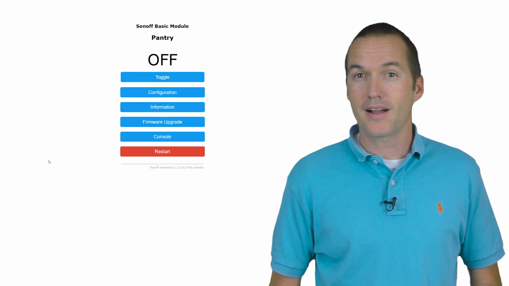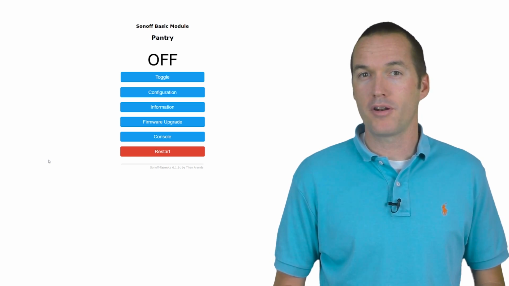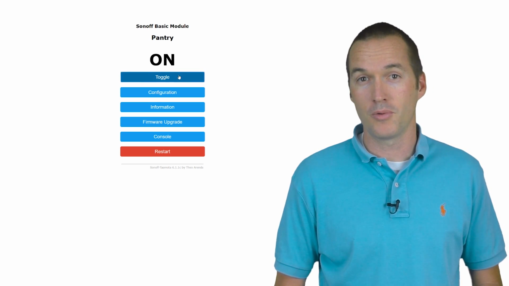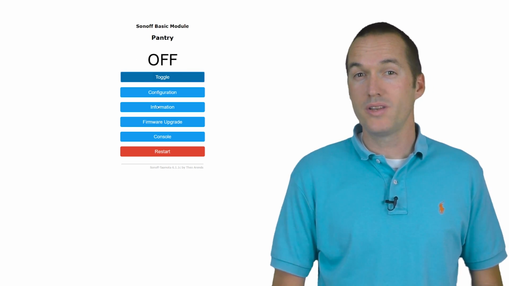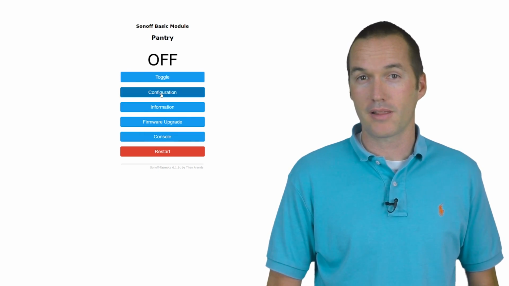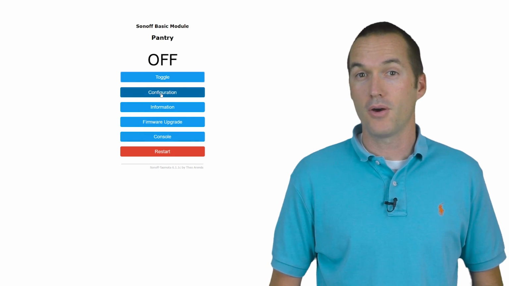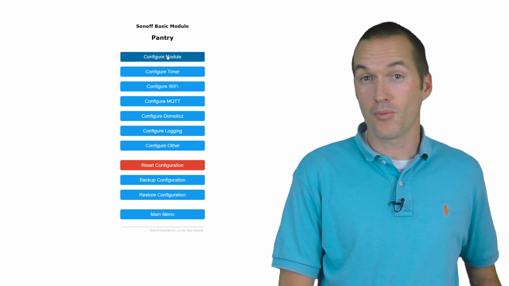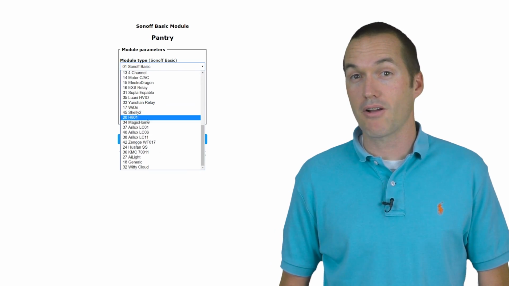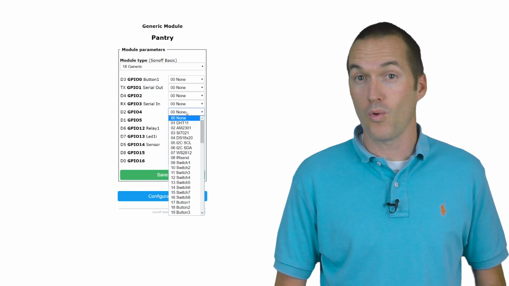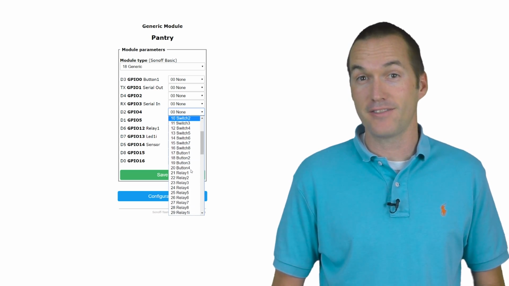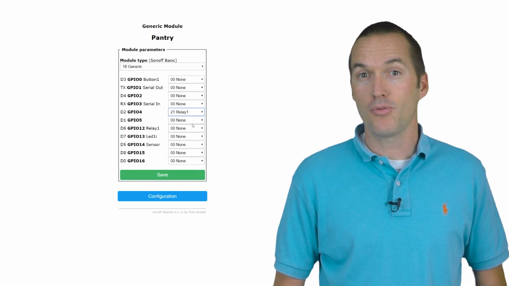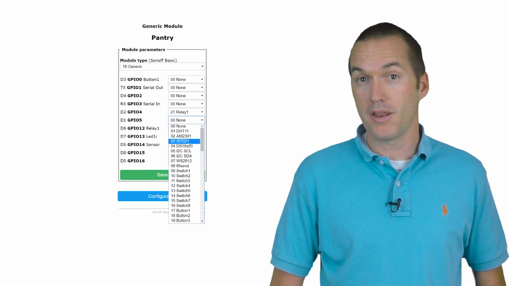When I uploaded the stock Tasmota image and I arrived at the web interface, the toggle button obviously wouldn't work. And that's okay. We just need to set up the GPIO pins correctly for this particular device. If you go to Configuration and then Configure Module, you can select Generic from the drop-down menu and then put GPIO 4 as Relay 1 and GPIO 5 as Switch 1. Hit Save, and now you'll be able to toggle the relay via the web interface.